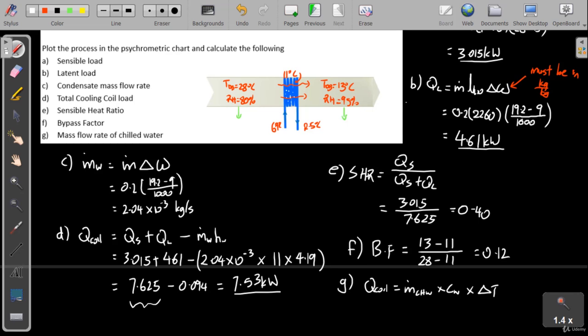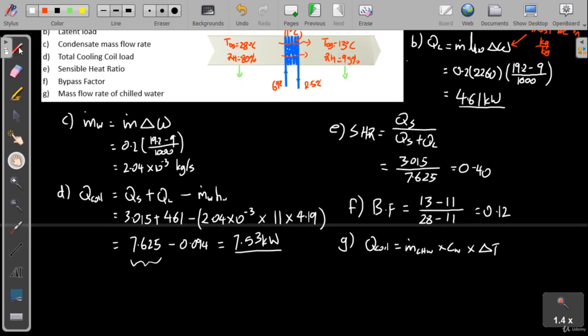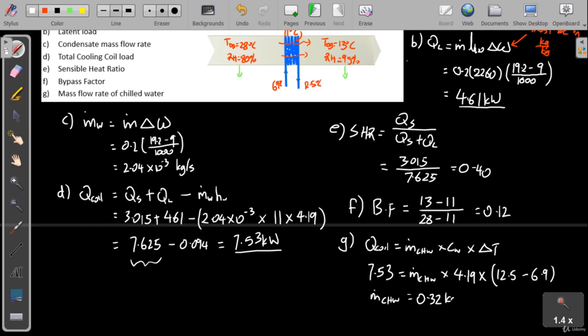Alright, so Q coil is equal to, let me shift this up a little bit again. Q coil is equal to 7.53, which is the answer from part D. Mass flow rate of water is what we want to find. Heat capacity of water is 4.19, and delta T of water will be just the temperature difference between the return temperature, which is 12.5, minus the supply temperature 6.9. So if you compute this out, the chilled water mass flow rate will be equal to 0.32 kilograms per second.